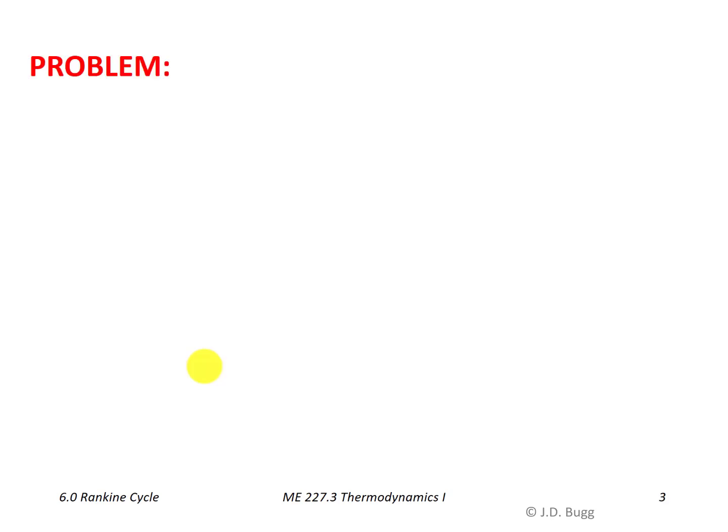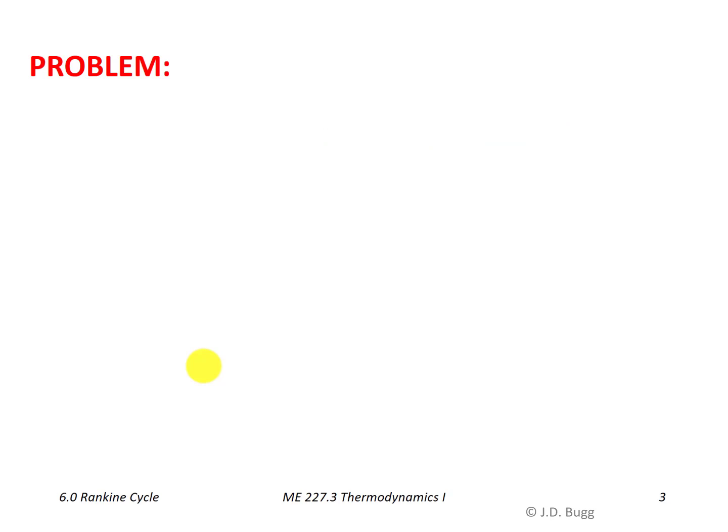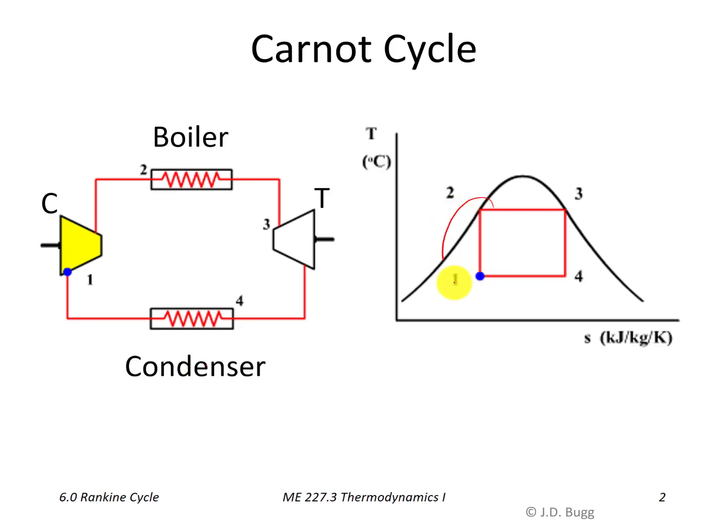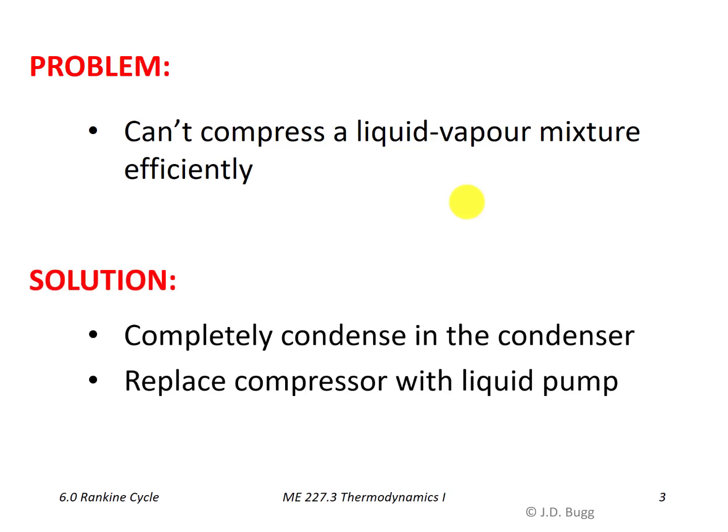The first one of those that we're going to talk about is that we really can't compress effectively in the liquid vapor region. So we can't compress a liquid vapor mixture efficiently. So if we go back to our TS diagram, it's this process that we're talking about, the compressor. So going from a liquid vapor mixture and compressing it up to a saturated liquid, very difficult to do that efficiently. So that's the problem. Now the solution is actually very similar to what we did in the refrigeration system. There we took care of that problem by moving the compression out into the vapor region.